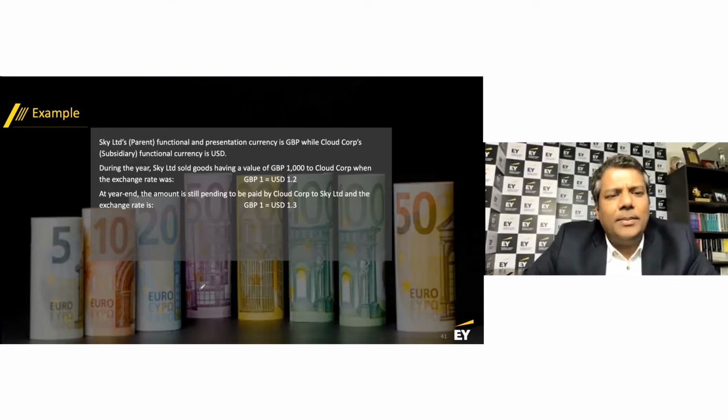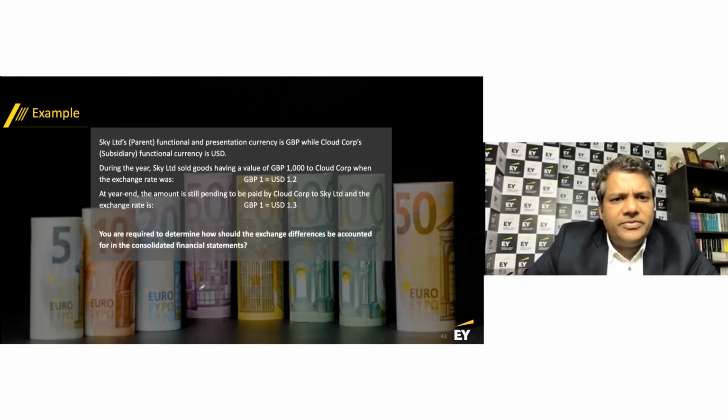At year end, the amount is still pending to be paid by Cloud Corp to Sky Limited, and the exchange rate at the year end is GBP 1 equals USD 1.3. The amount pending is still 1000 GBP, and the exchange rate is now 1.3. You are required to determine how the exchange difference should be accounted for in the consolidated financial statement.